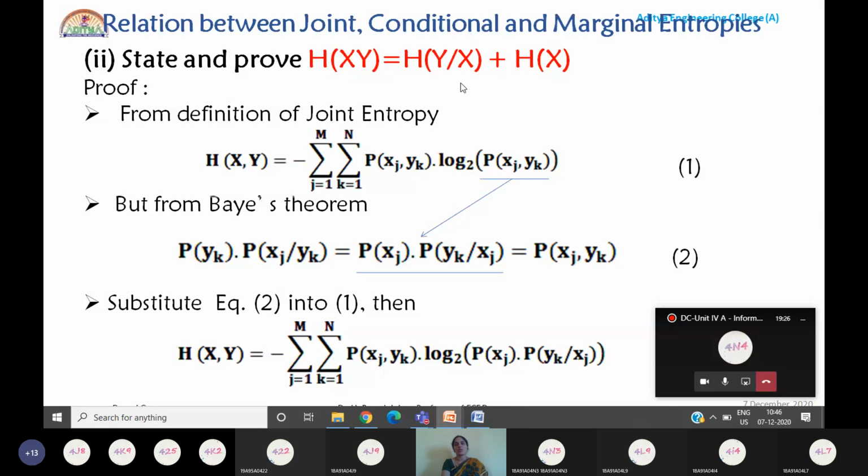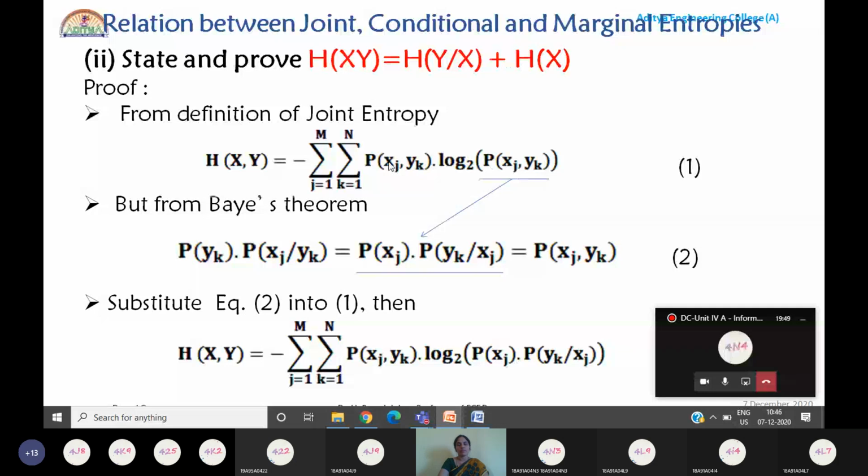Why do we replace it there? Because log of a into b, you can replace it as log a plus log b. That means here we need to split, so that's why we will use the logarithm function only. So we should replace it inside the logarithm function.